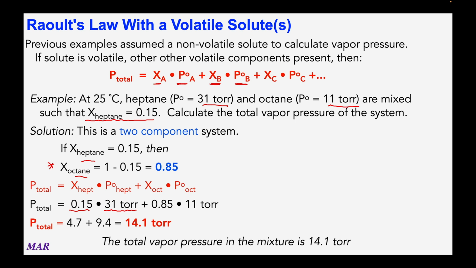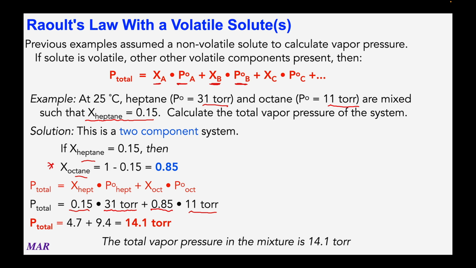So if 31 torr is the heptane, we'll multiply that by 0.15, the mole fraction of the heptane. And then to that, we'll add the mole fraction of the octane times its vapor pressure, which is 11 torr in this problem. Multiply them together, add them up. 14.1 torr is the total vapor pressure in the mixture. So if you do have a volatile solute or something like that, you can absolutely calculate it. It's not too crazy. A little tedious perhaps, yes, but nothing you can't handle.